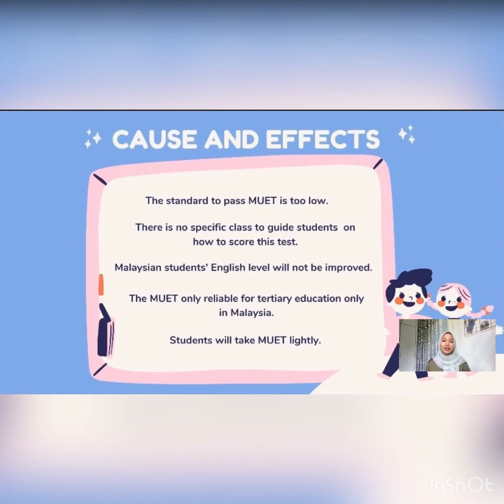The third effect that we can see is the English language level of Malaysian students will not be improved. It is proven from the national records of MUET, which show there are only 1% among 85,000 candidates who managed to obtain Band 5. This shows how low our English language level is.